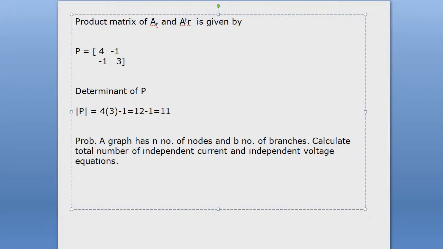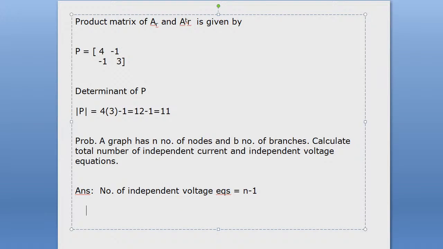Okay, any problem? Everyone try to understand, such type of problem will come in your exam or other competitive exams. Try to understand, and if you have any doubt, inform me. The number of independent voltage equations is equal to the number of nodes minus 1.